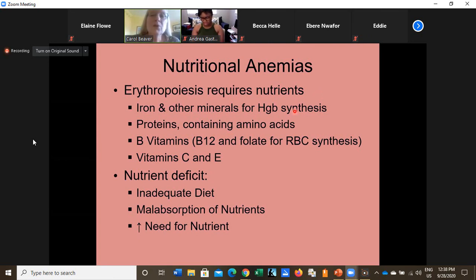So iron and other minerals for the hemoglobin synthesis, and proteins containing amino acids are ingredients for the erythropoiesis, and the B vitamins, B12 and folate, for the red blood cell synthesis, and vitamins C and E. There's probably a whole lot more, but these are the most critical. And our nutritional deficit, like inadequate diet and malabsorption of nutrients, and the increased need for the nutrient. We'll explain that a little bit.